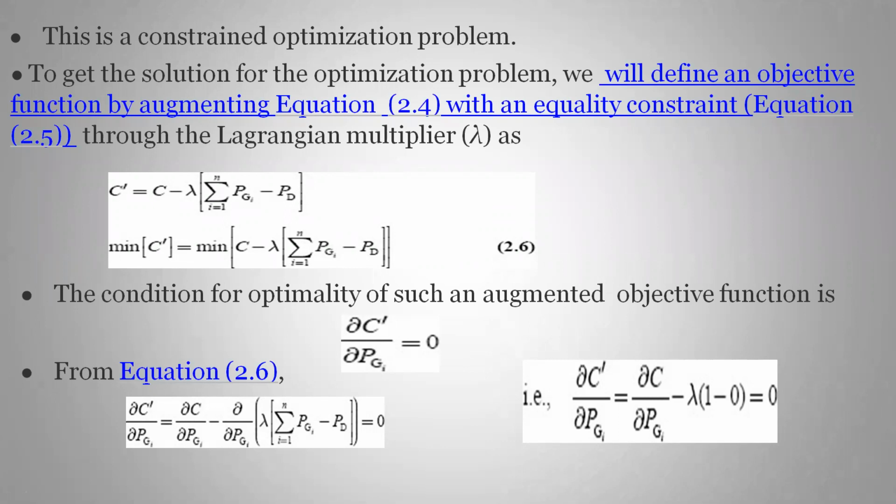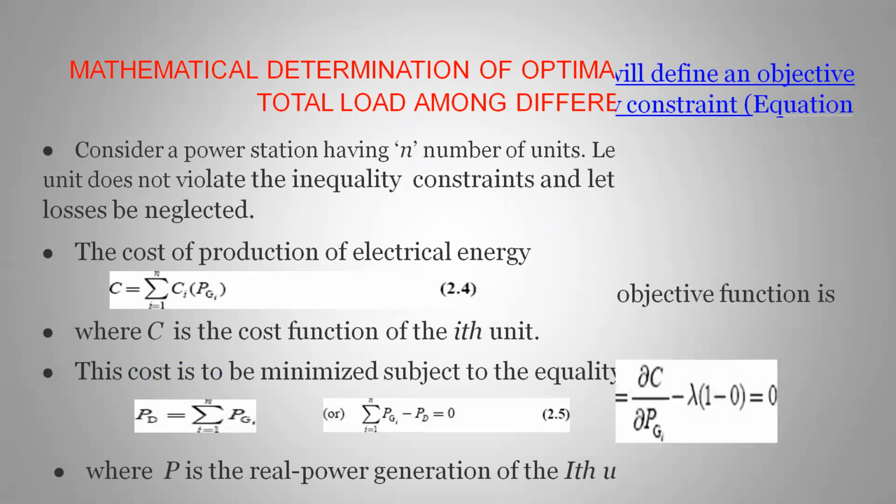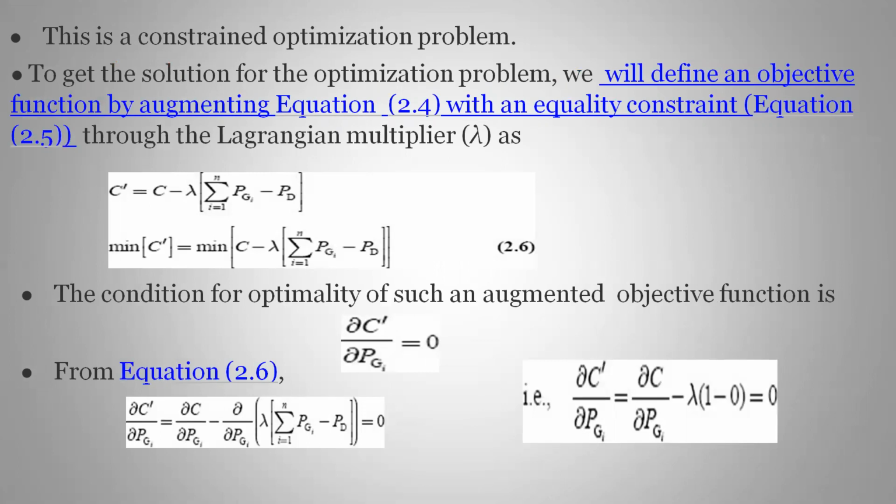So, what is the augmenting function? C equal to the sum from i equal to 1 to n of Ci PGi. This is the augmenting function, which is multiplied by the Lagrangian multiplier lambda. So C dash is equal to C minus lambda into the sum from i equal to 1 to n of PGi minus PD.